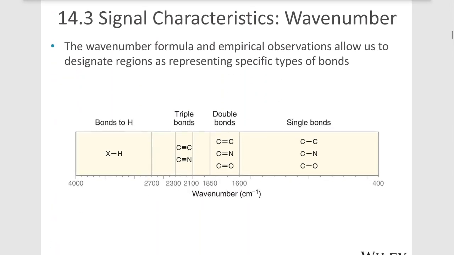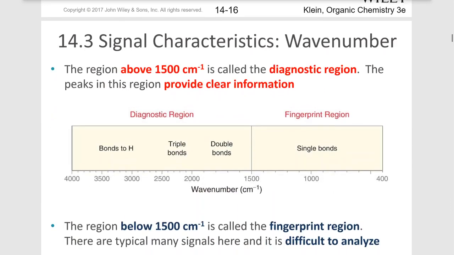So if we consider the regions we're going to see these things in, bonds to hydrogen are between, say, 2,700 and 4,000, and that could be sp3, sp2, sp hybridized bonds. Triple bonds are between 2,100 and 2,300, double bonds between 1,600 and 1,850, and then our single bonds are down here below 1,600, generally in the fingerprint region. Generally, this type of chart isn't very helpful. It's better to study what those features look like in a spectrum in order to predict what type of functional groups you have.